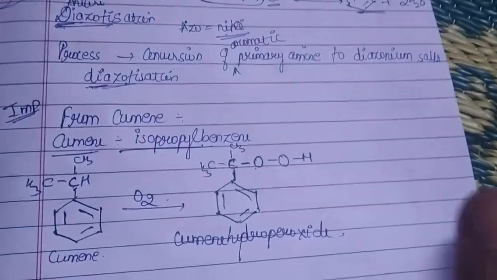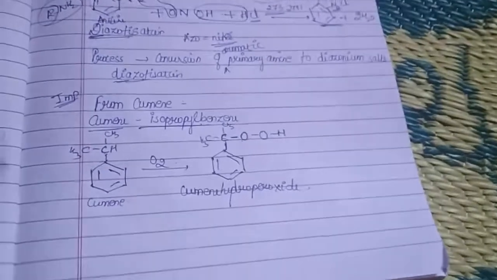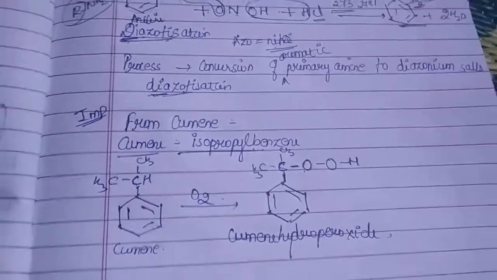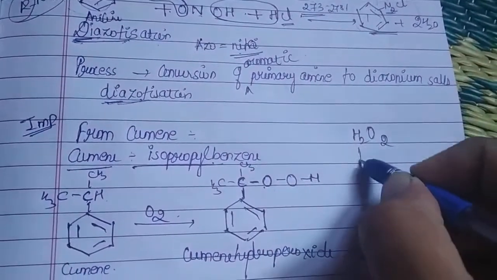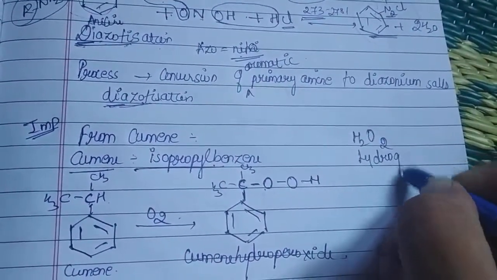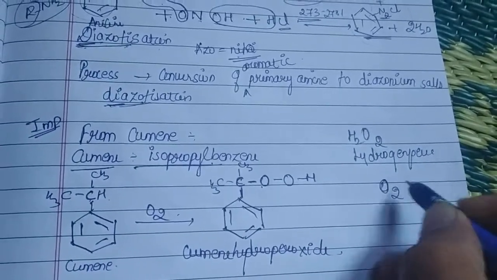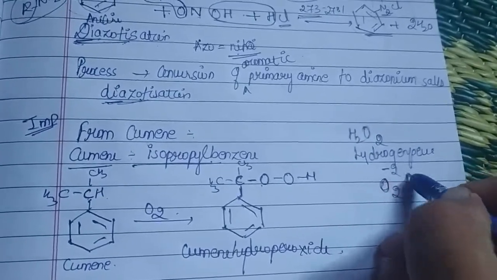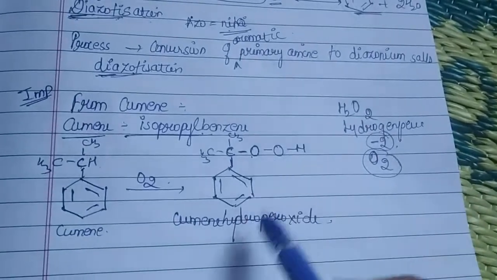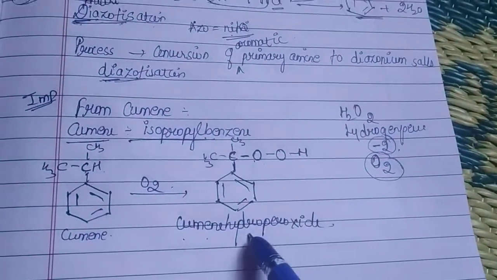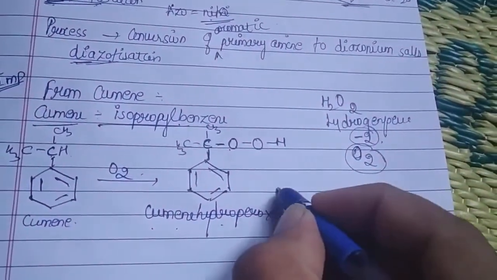What is the valency of this oxygen? In peroxide, what will it be? Each oxygen will be having -1. If we write H2O2, what is its name? Hydrogen peroxide, right? That means the O2 unit will be having a -2 charge. So overall the O2 molecule will be having -2. So that is the reason it is called as cumene hydroperoxide.